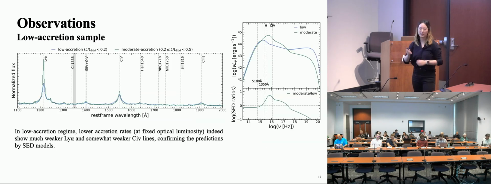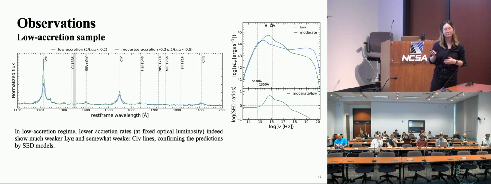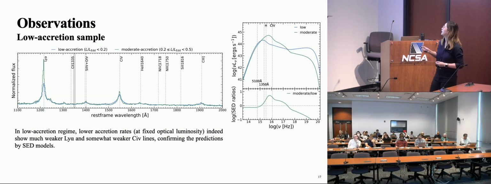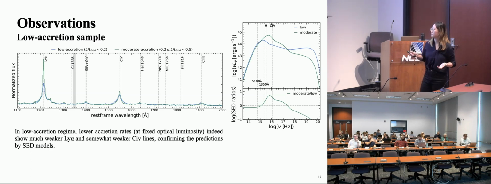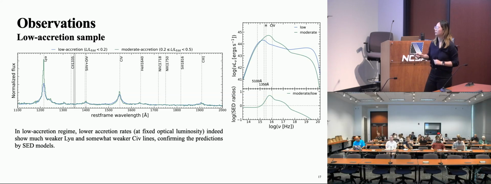We first choose those quasars that have very close optical luminosity, like at 5100, and then we composite those spectra and divide them by their accretion rate. The blue color is the low accretion rate, lower than 0.2, and the green color is the moderate accretion, slightly higher but not that high. The composite spectrum, normalized at the UV spectrum here, like 3050, shows that the higher accretion rate quasars give stronger line strengths, which is also consistent with our model prediction.